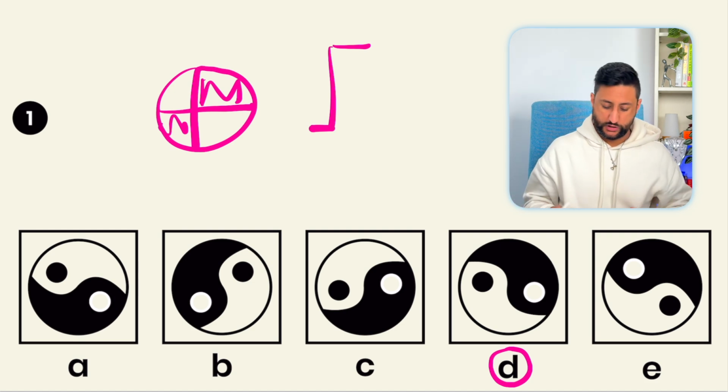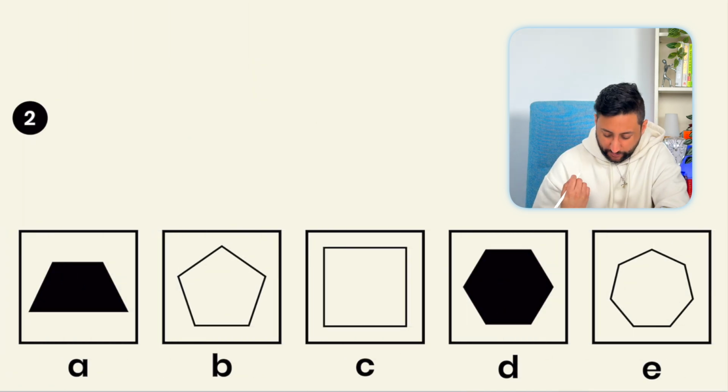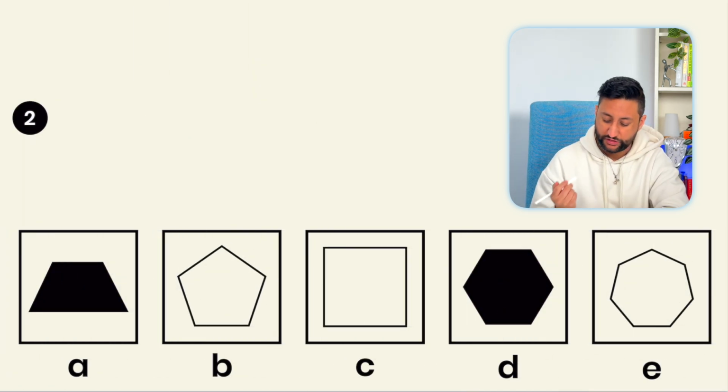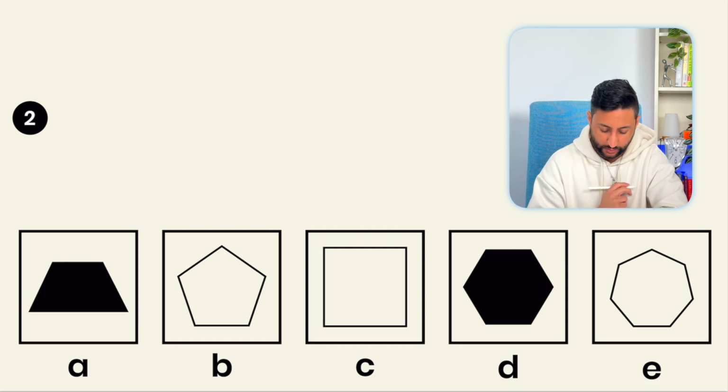Let's take a look at question 2. Okay, question 2 has 5 fairly simple shapes. You can see 3 of the shapes are white and 2 of the shapes are black, so it's not going to be to do with a fill.